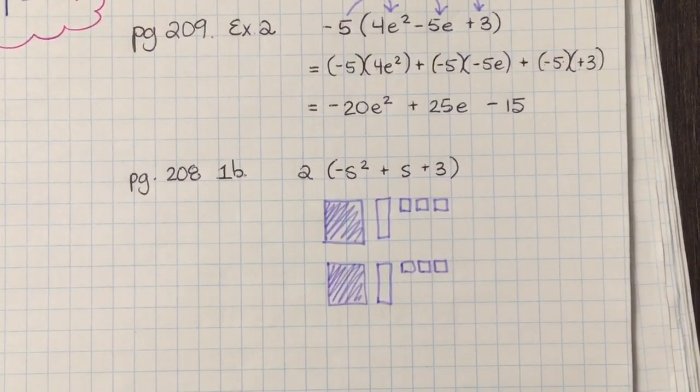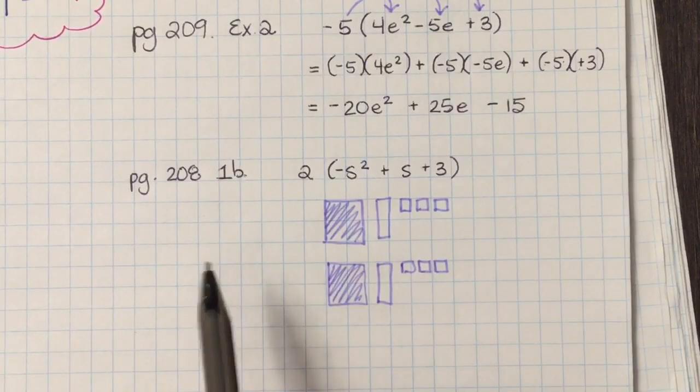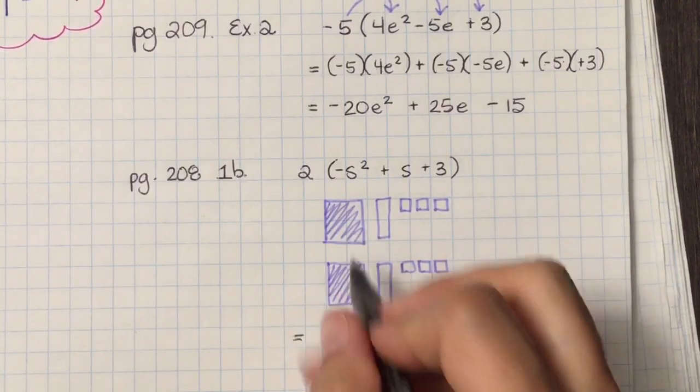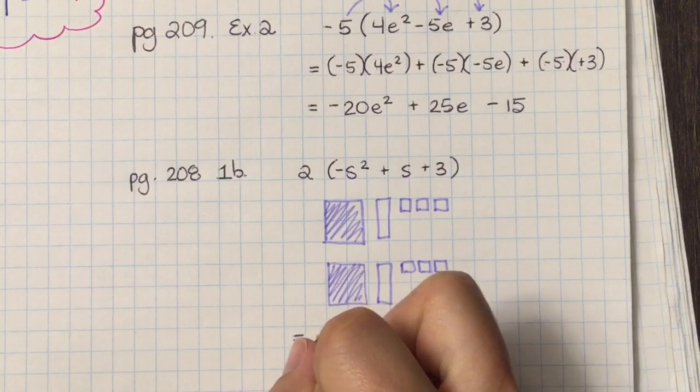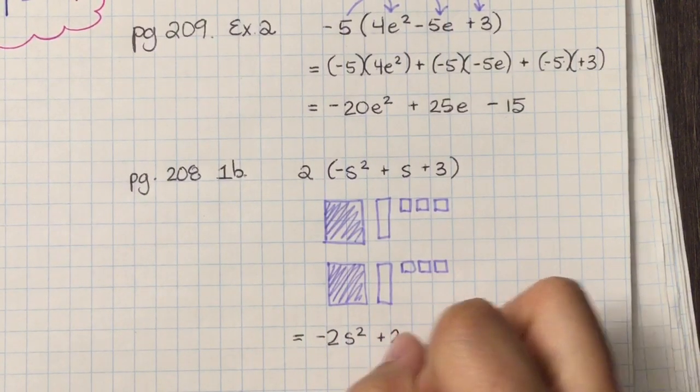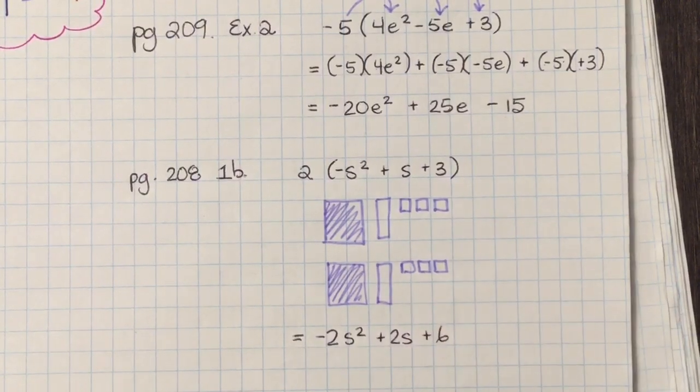Done. Okay, so what is the product of this polynomial? Well, we've now got negative 2s squared plus 2s plus 6. Boom, finished.